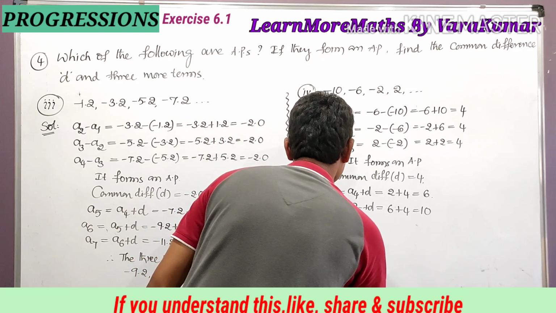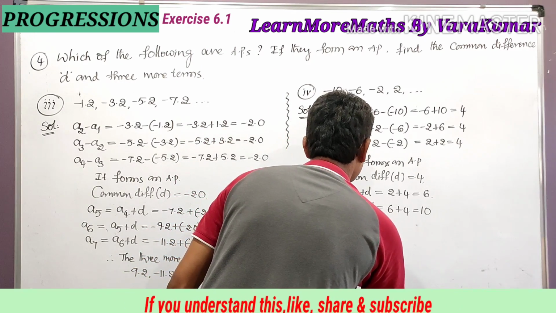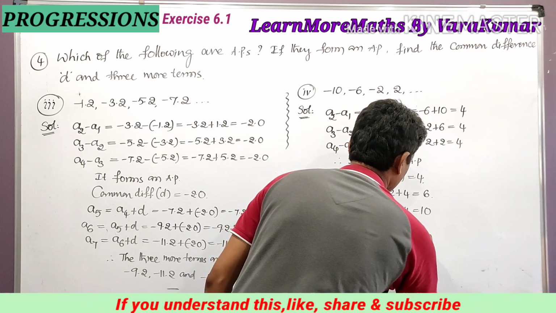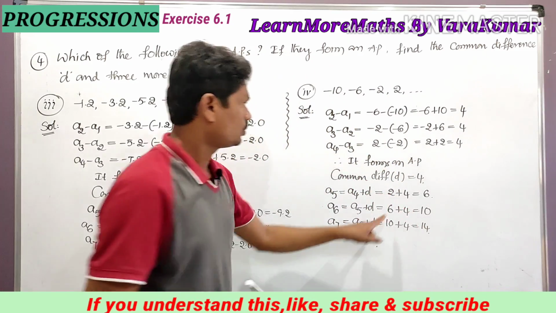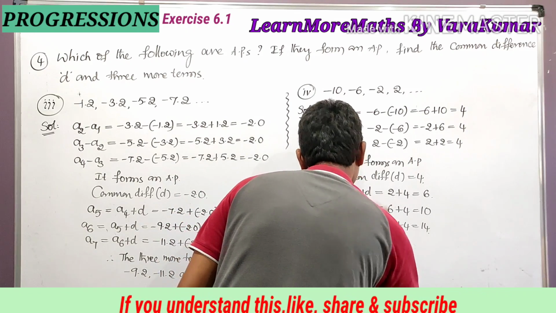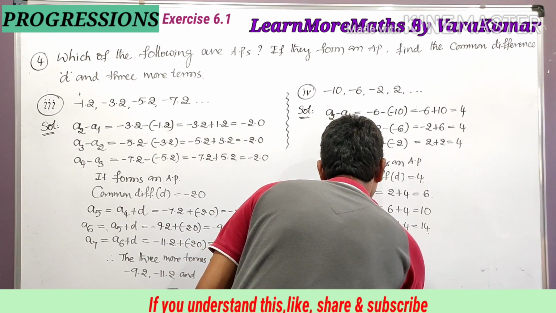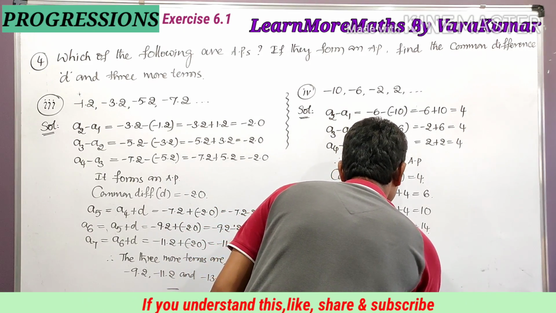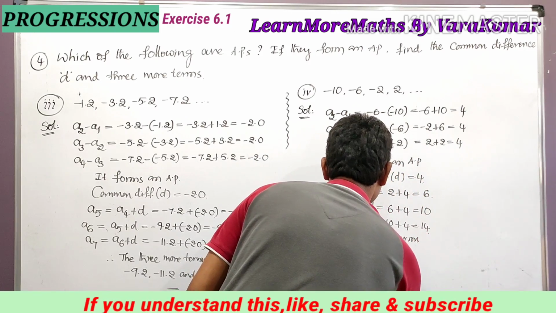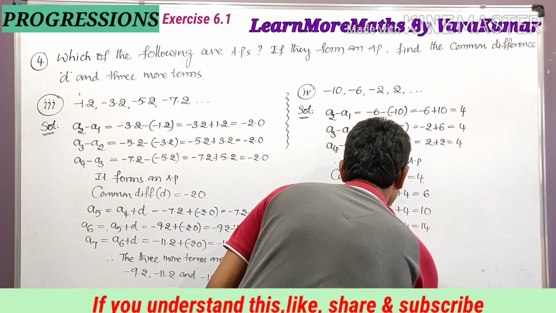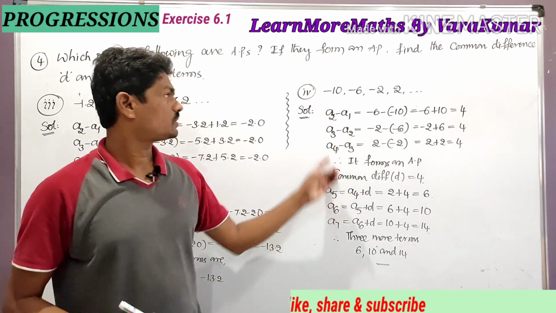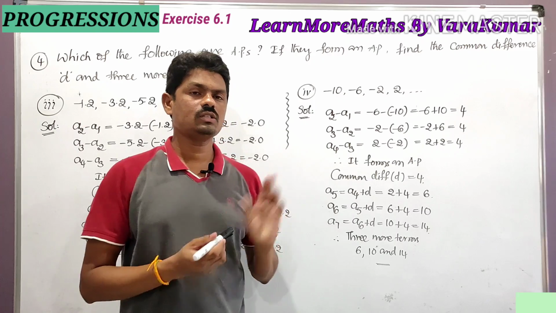So next, a7 is equal to a6 plus d. a6 is 10, plus d is 4. It is 14. So these three are the three more terms. Therefore we have to write: three more terms are 6, 10 and 14. So these are the three more terms of the given AP. So this is the fourth bit.